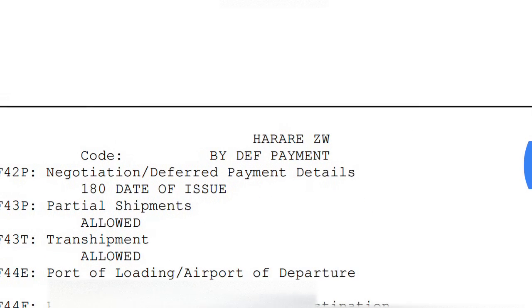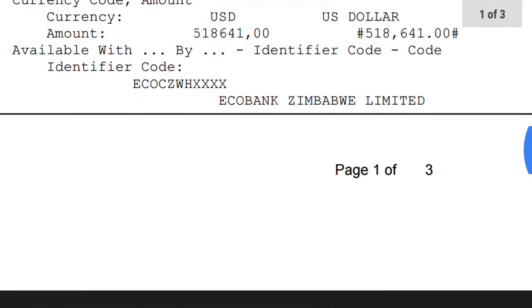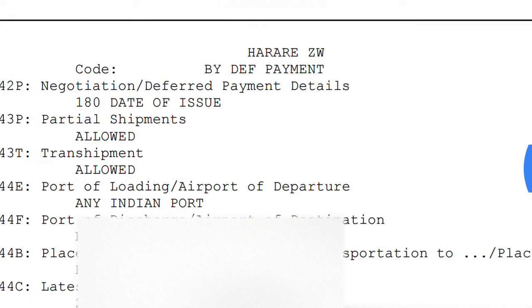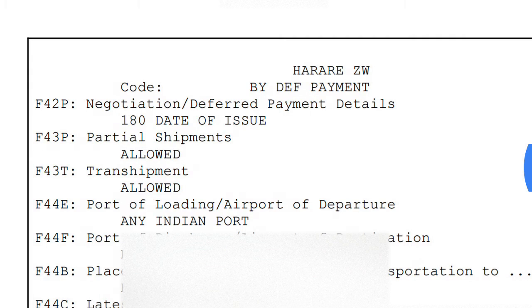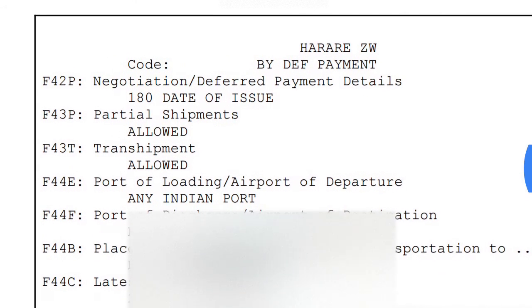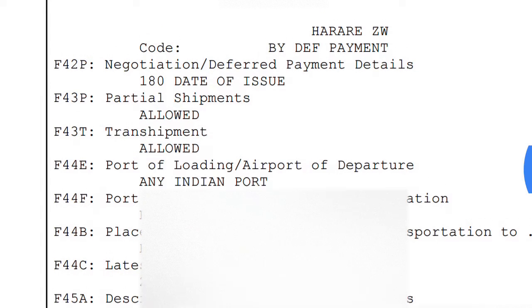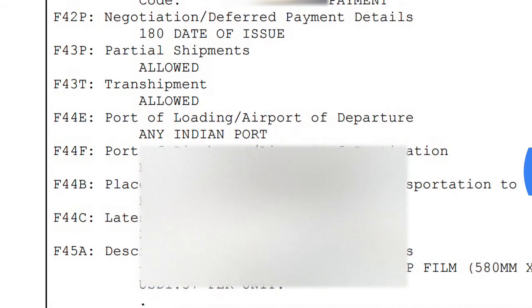Now if we go ahead, identifier code with address, by deferred payment. By deferred payment means that the shipment can be released and payment is due later. The deferred payment rules: if you read 42P, negotiation deferred payment details, 180 days from issue. Once we issue the LC, within 180 days we need to clear all the payment.